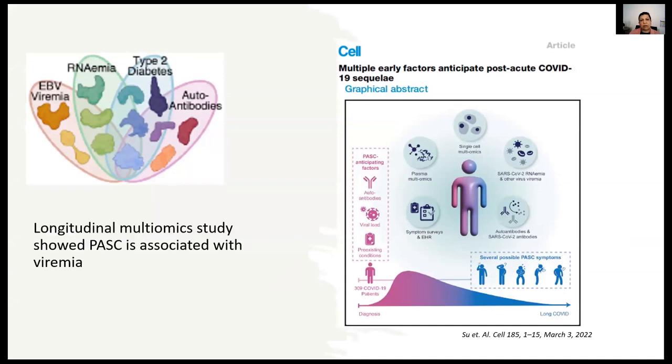So what does viral persistence really mean for PASC? This is a study by Su et al., which looked at early factors that can anticipate PASC. And they found that RNAemia during the early COVID infection was one of the predictors or anticipatory factors for PASC. In addition to SARS-CoV-2 RNAemia, EBV viremia, as you heard Dr. Henrich discuss, as well as type 2 diabetes and presence of specific autoantibodies, was predictive of patients who developed PASC.